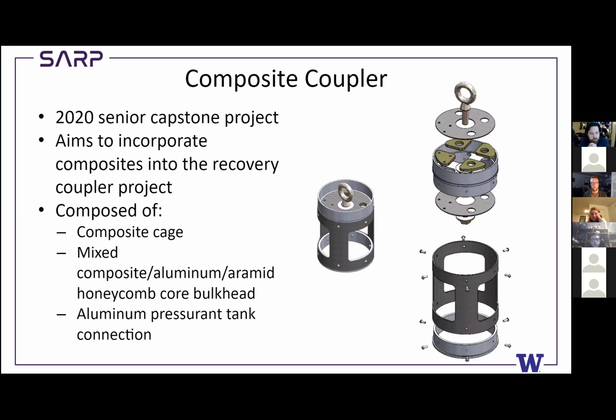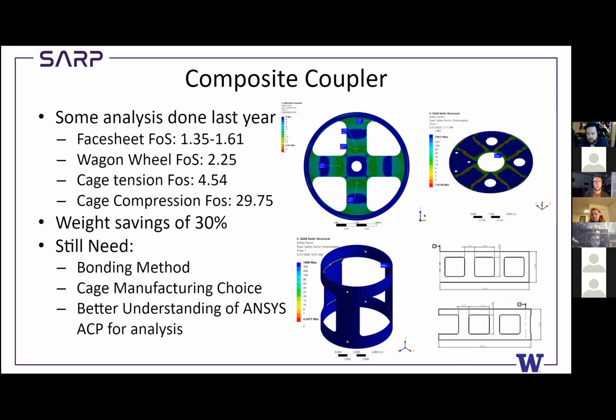It's just made up of kind of the typical components of the existing coupler with a composite cage versus an aluminum cage, and then a mixed composite aluminum and a hex core bulkhead. That's a pretty complicated part, but it's a really cool design. And then also just the same aluminum pressure and tank connection. We could also investigate turning that into carbon later, but that's less of an important piece right now. We want to focus on the main components. Go ahead and go to the next one.